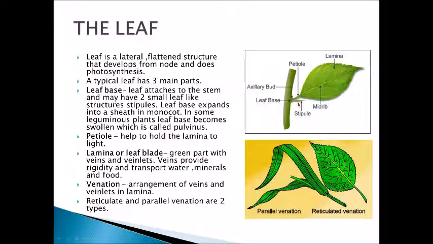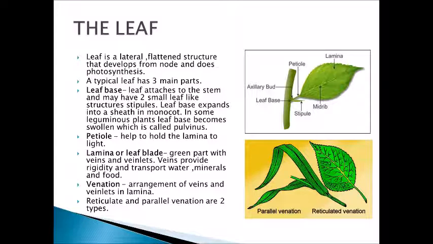Leaf base expands into a sheath-like structure in monocot plants, and that sheath-like structure covers the nodal region. While in some leguminous plants, the leaf base becomes swollen, and such a leaf base is called a pulvinus.